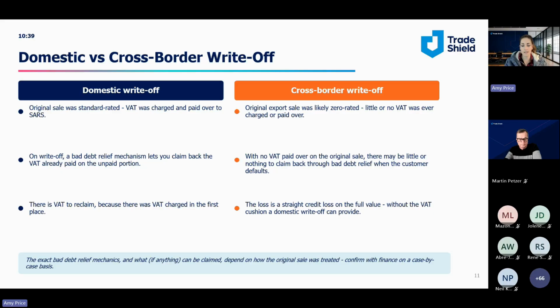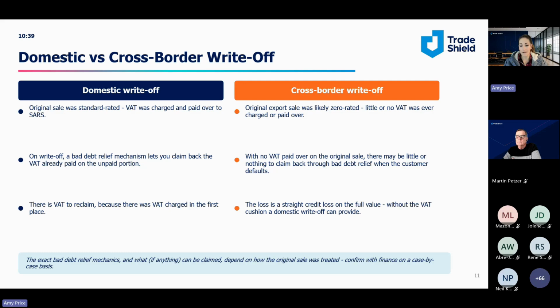Okay, so that is something that you would need to know, and again, it comes with documentation and timing. That is what we're looking for on the local side. Now, on the flip side, the cross-border side, remember that we said earlier about zero rating. A large portion of our export sales likely went out with zero rated VAT.